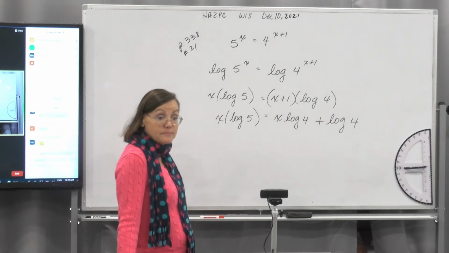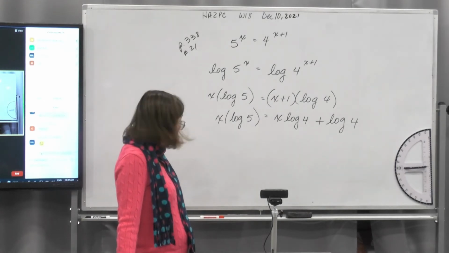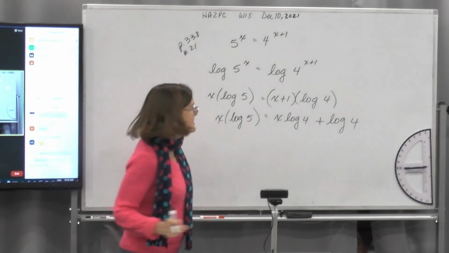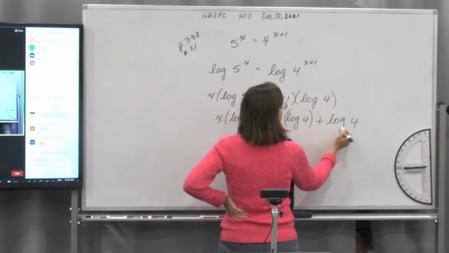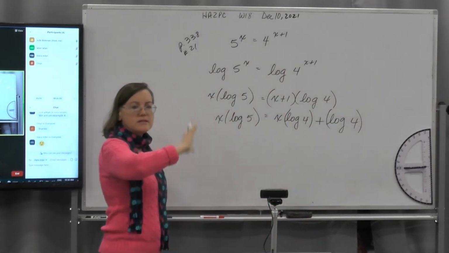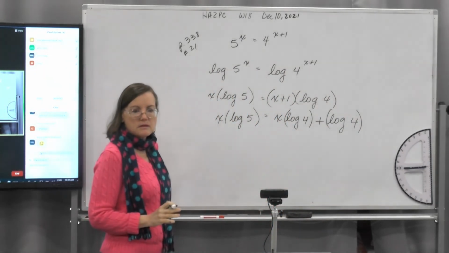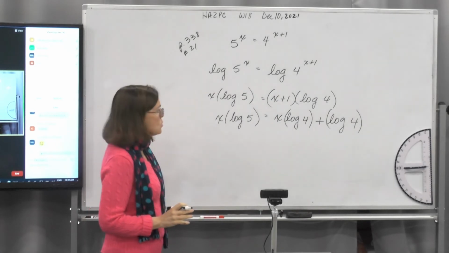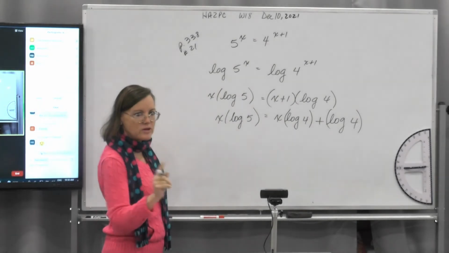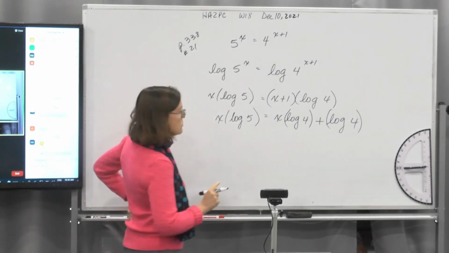Can I, for the logs on the right side, multiply the 4? No, this is log 10 to the 4. Oh, I'm saying you can't use the product law for this. No, I don't want to. I'm trying to get x by itself. So here's what I do.